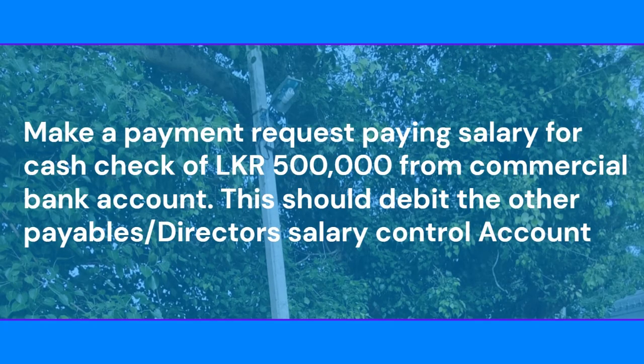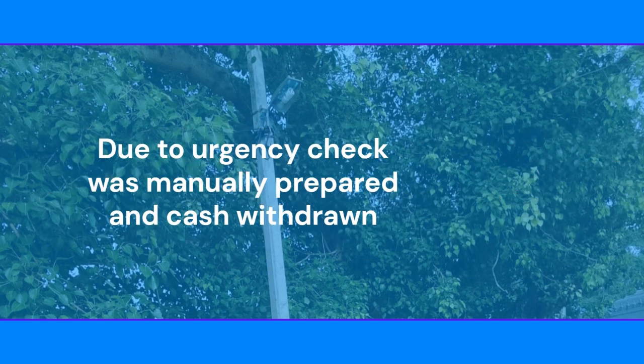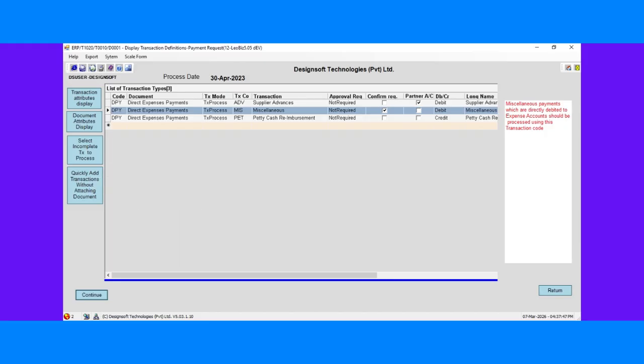Make a payment request paying salary for cash check of LKR 500,000 from commercial bank account. This should debit the other payables, director's salary control account. Due to urgency, the check was manually prepared and cash withdrawn. Choose miscellaneous payments.